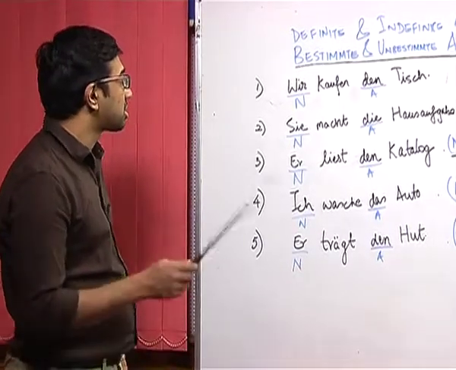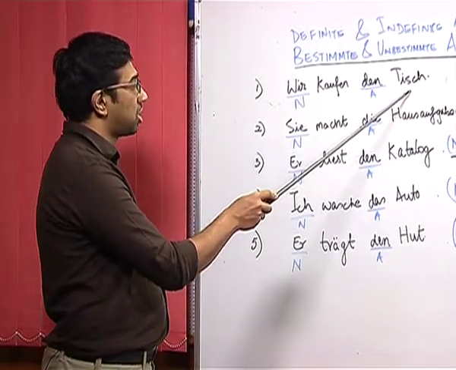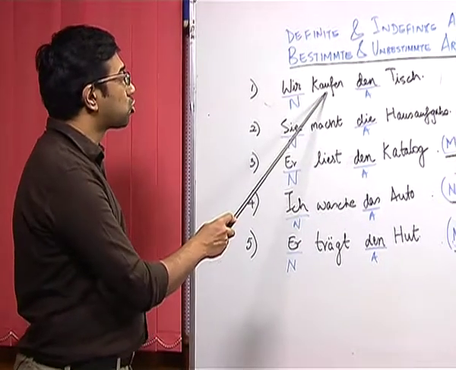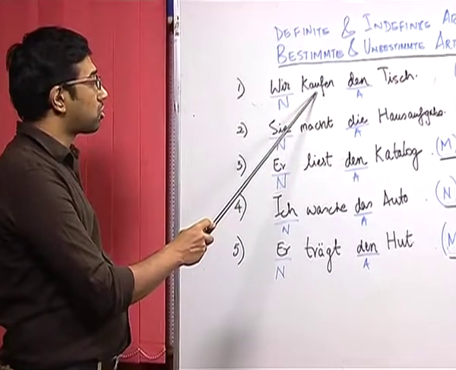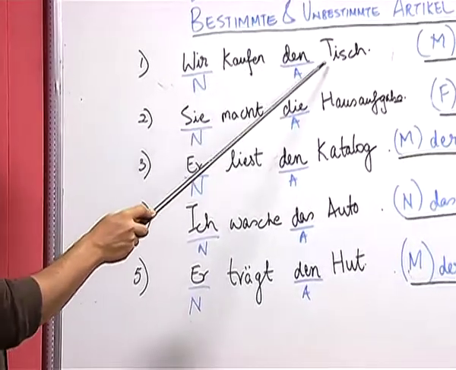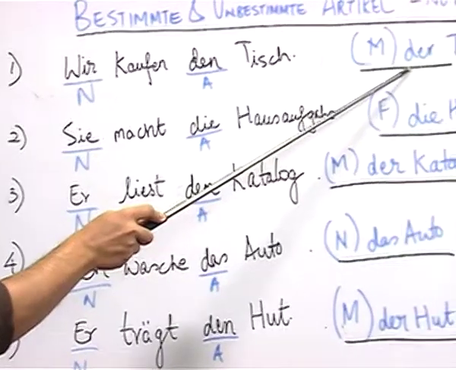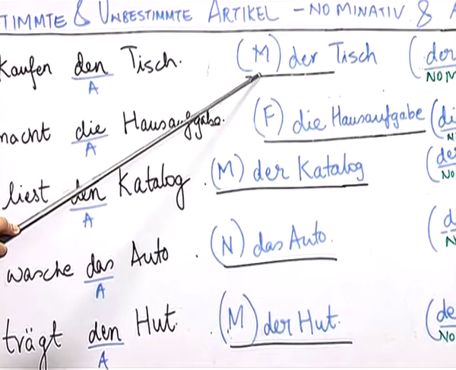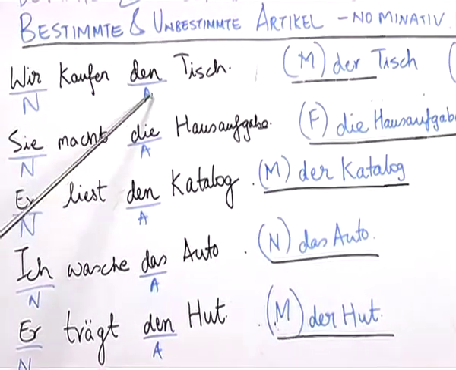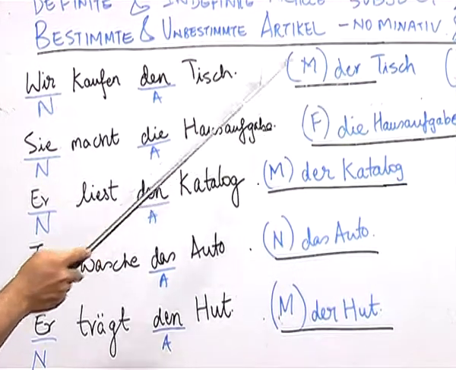Let us look at this sentence. Wir kaufen den Tisch. Tisch means table, and you know the verb kaufen, which means to buy. Here kaufen is conjugated according to the pronoun wir, which is in nominative. The noun Tisch carries the article der, which makes it masculine gender, and you know that here den is the accusative form of the masculine article der.